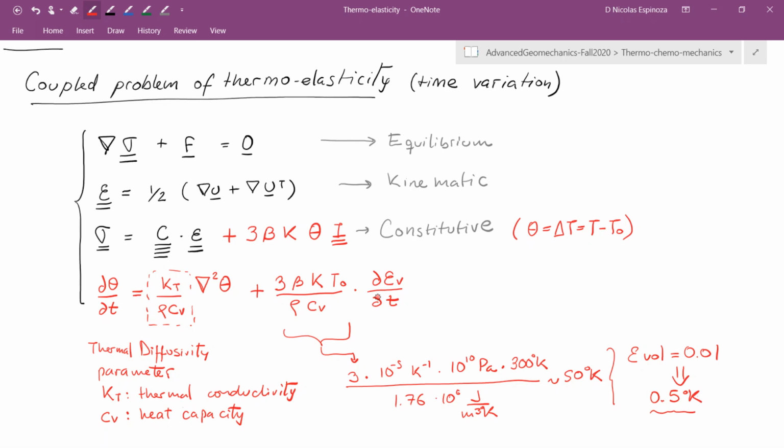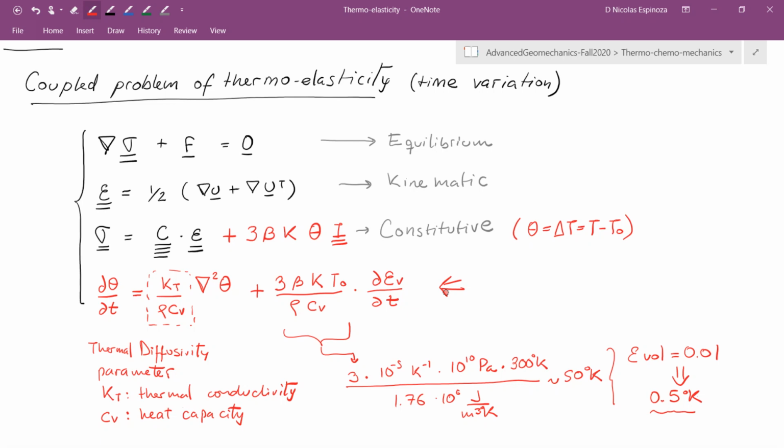So by solving now these equations, I can tell what is the variation of temperature as a function of space and time, but I can also tell now what is the variation of stresses as a function of space and time, because I have coupled my equations with the ones that I already had before. And let me show an example of how to solve this. If we want to solve this equation, this is a partial differential equation, and for non-trivial cases, we're going to have to adopt a numerical solution.